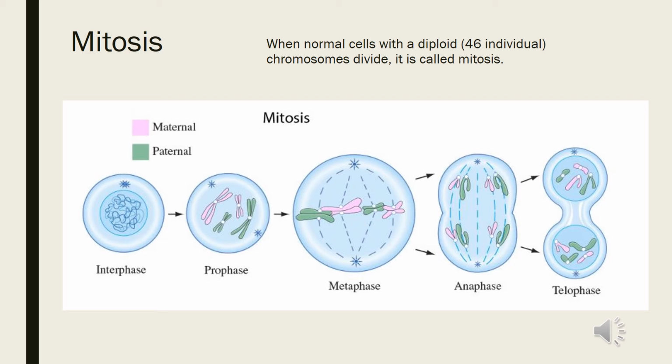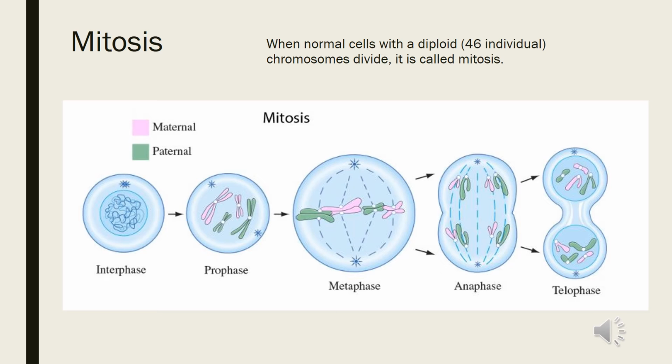The next stage is called prophase, where the thin strands of DNA, the chromatin, form chromosomes. The nucleolus disappears, and the centrioles begin moving to opposite ends of the cell. Microtubules extend from the centriole and attach to the centromeres.